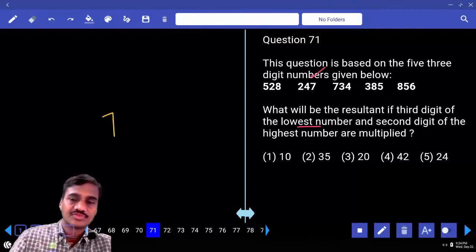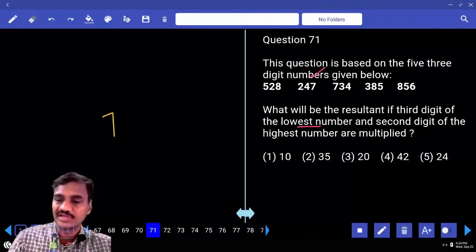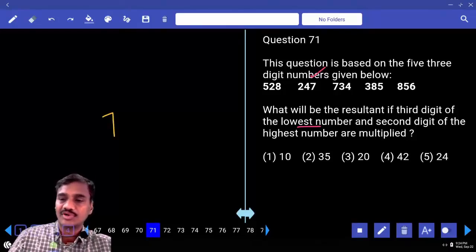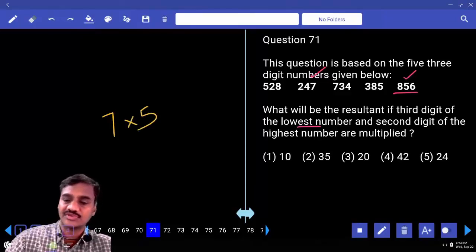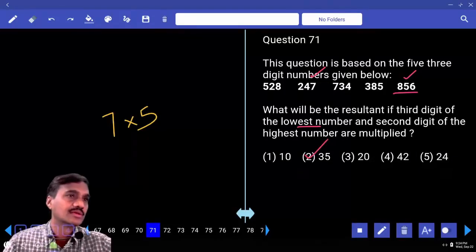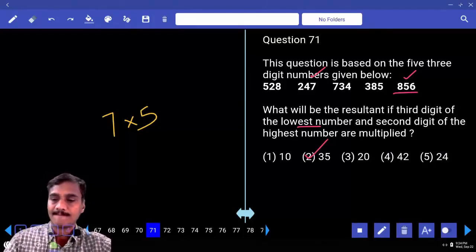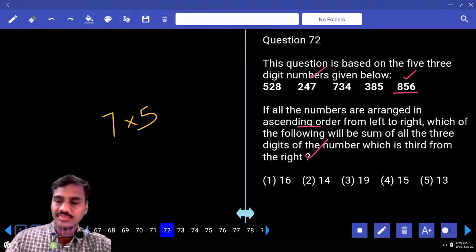Is 7. Third digit of the lowest number and second digit of the highest number are multiplied. What is the highest number? 856. And second digit 5. Now when these two are multiplied, 7 into 5 is 35. Choice 2, question number 71. Is that right? The last digit of the lowest number and the second digit of the highest number, these two have to be multiplied. Then 72.